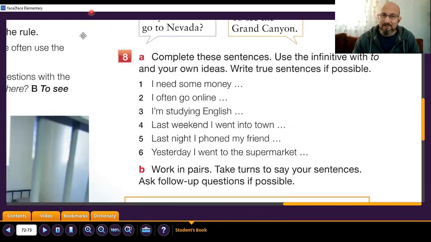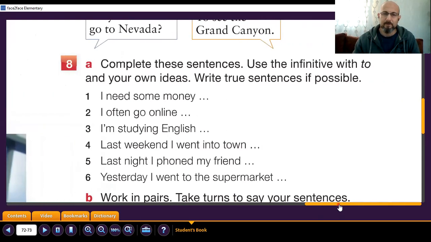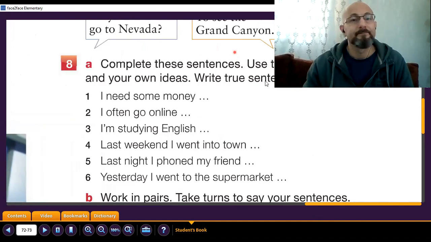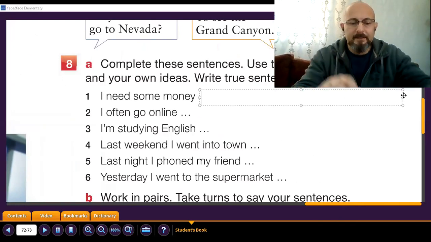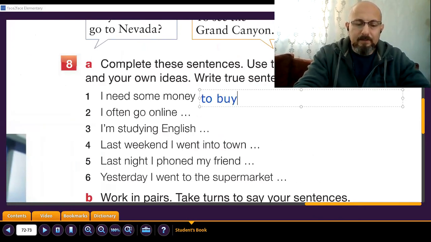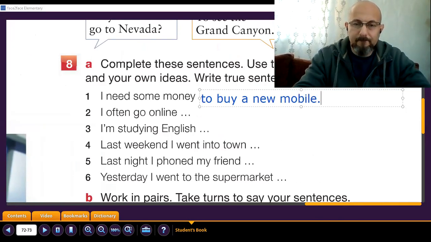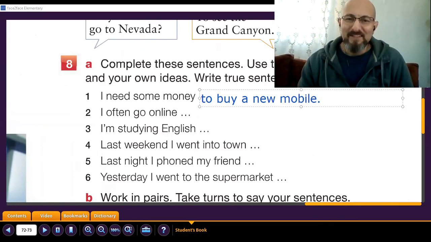Now, another writing exercise, guys. We will complete these sentences about yourself. Okay, so let me see here. What do we have? So we can talk about them together. So, I need some money. Yes, everyone needs money. Okay, to what? For me to buy a new mobile. I need some money to buy a new mobile.